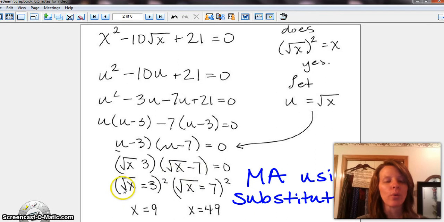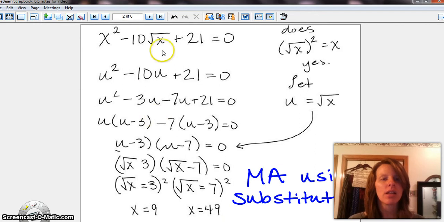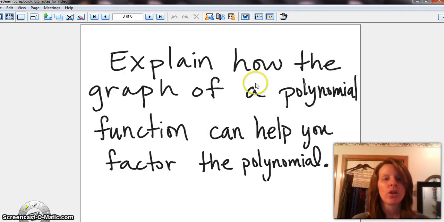I want to get rid of that square root. To do that, I square both sides. And so now I have just x. 3 squared would be 9. My square root of x is gone again over here on this side. And the square of 7 is 49. And so here are two answers for this problem. Not every substitution problem is only going to have two answers. It does for this problem. Let's see another solving with substitution, how that comes out.